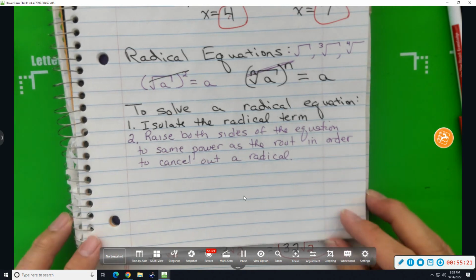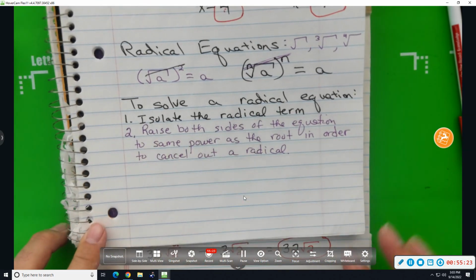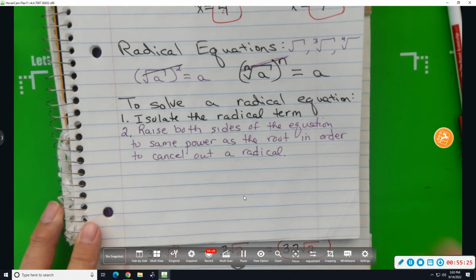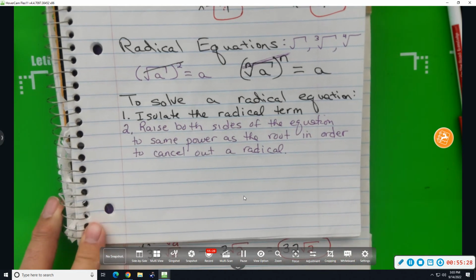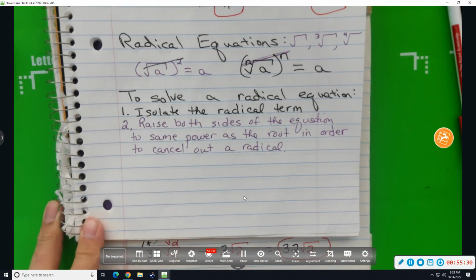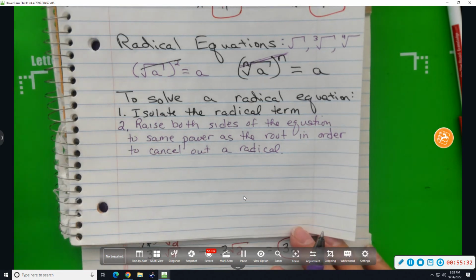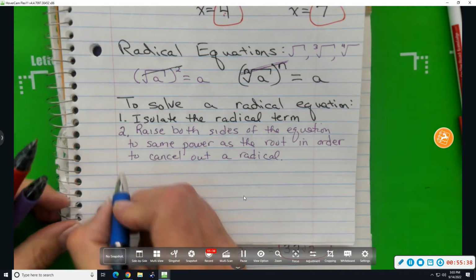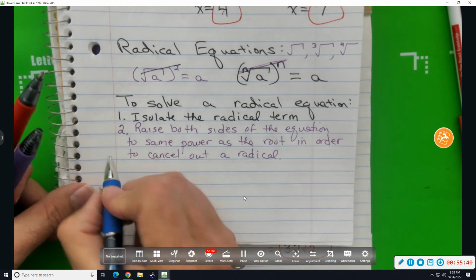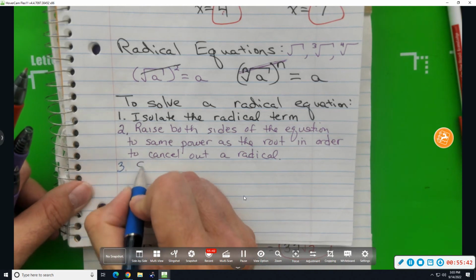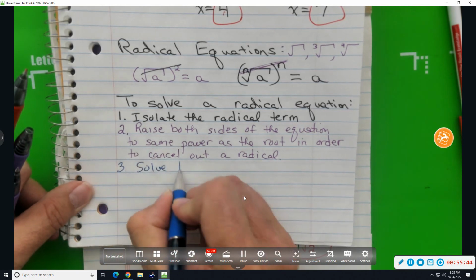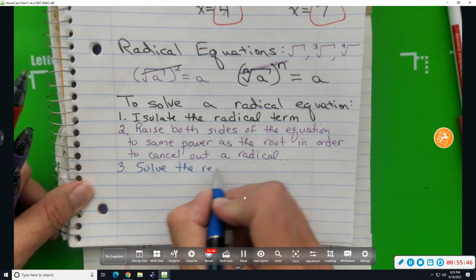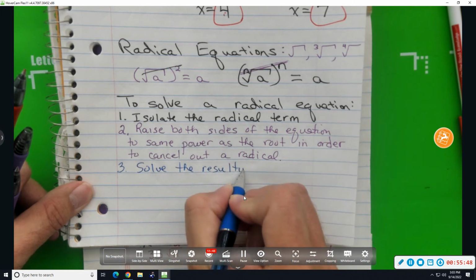That's right. Now, second step, raise both sides of the equation to the same power as the root in order to cancel out a radical. And you'll see what I mean as we're going through this. Like all of my little sentences, they only make sense once you know how to do it. Step 3, solve the resulting equation after you've canceled out a radical.